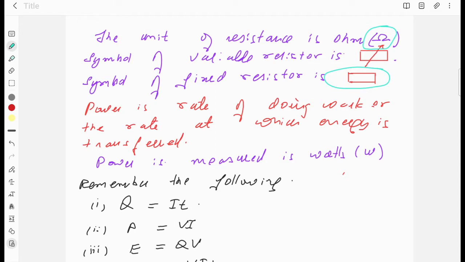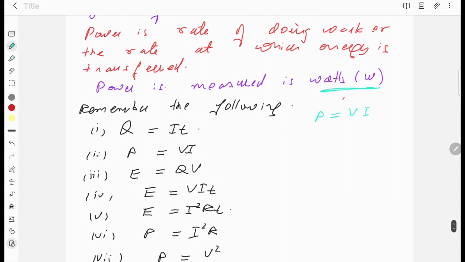Power is the rate of doing work or the rate at which energy is transferred. Power is measured in watts, and the formula which we usually use for power is P equals VI. V is potential difference, I is current.